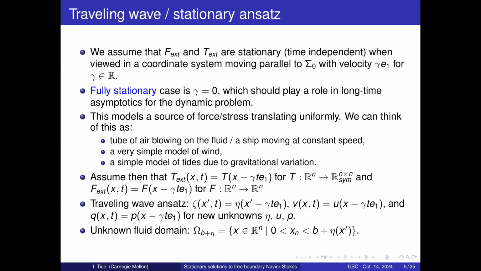Okay, so now the idea is that I'm going to put these things in traveling wave ansatz form. So T external is just some fixed T that will be independent of time, and I will write it in this form. Same thing with F, and I'm going to make exactly the same changes for the free surface function. So this is how I will switch to eta for the free surface, and I will switch to a vector field U for the stationary velocity and P for the stationary pressure. Now this will remain in free boundary form. I still don't know this function, it's just that now it's time independent. So this problem is going to be phrased in this unknown domain omega of B plus eta, where I need to figure out what eta is.